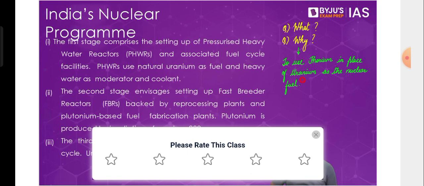So that's why we wanted to use thorium instead of uranium. We do have some uranium, some reserves in Jharkhand, some in Andhra Pradesh, etc. So there are reserves of uranium as well, but very limited. Most of the uranium that we use today is imported, from Central Asian countries or other countries like the US, Canada or Australia. We basically get uranium from all these countries.